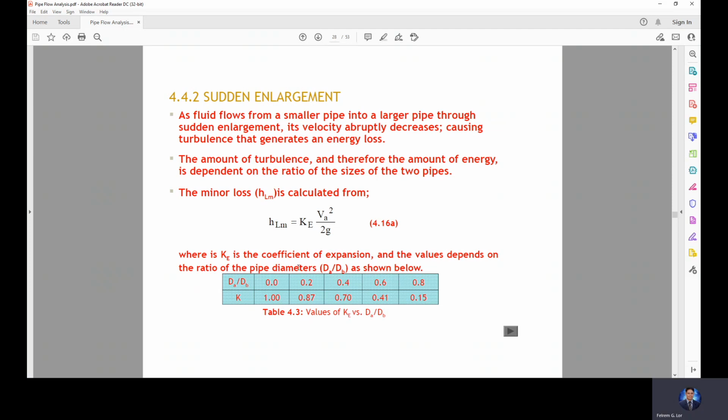So the coefficient of expansion depends on the ratio of the pipe diameters. For sudden enlargement, it is diameter A over diameter B. If you look at the table, diameter A over diameter B takes values 0.2, 0.4, 0.6, 0.8. So it's a ratio between diameter A and diameter B, with different values of K.